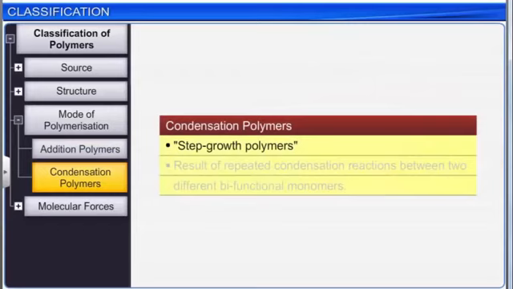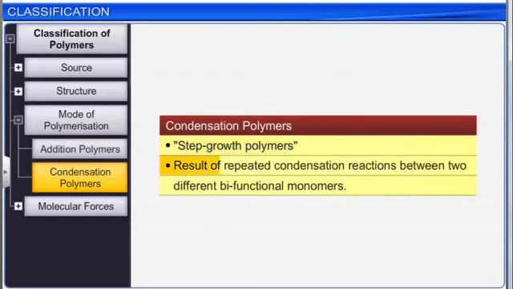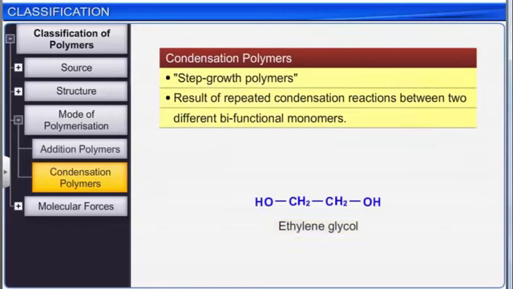Condensation polymers or step growth polymers are the result of repeated condensation reactions between two different bifunctional monomers. Ethylene glycol, illustrated here, is an example of a bifunctional monomer. It is bifunctional because it has two hydroxyl groups.